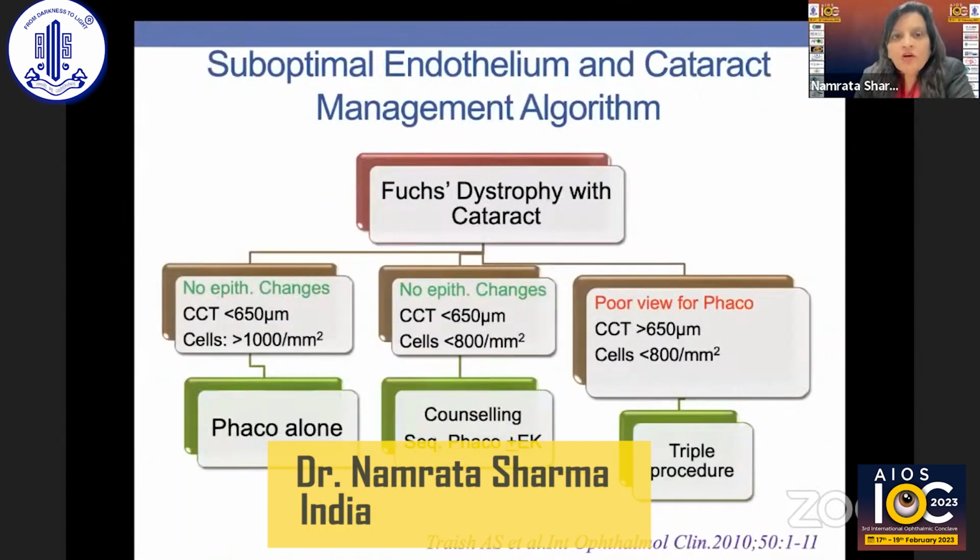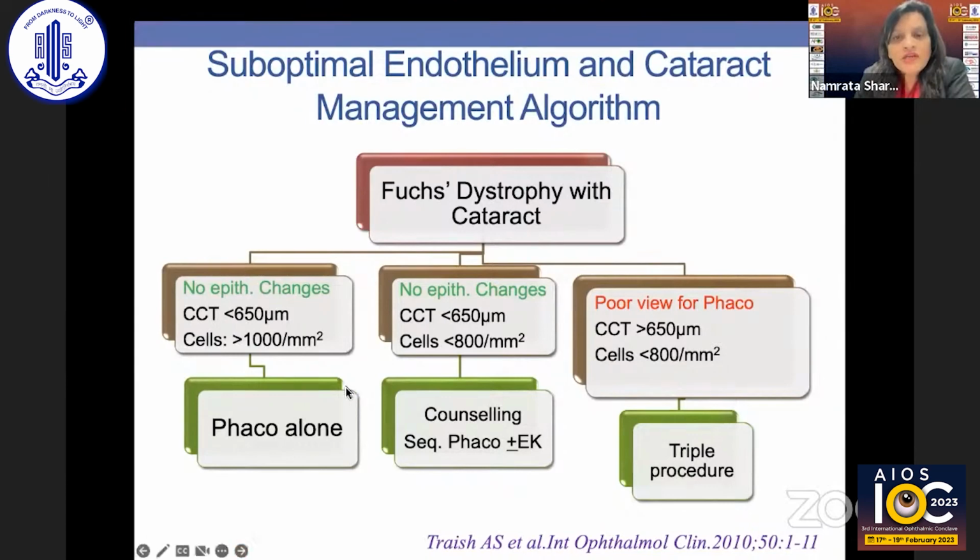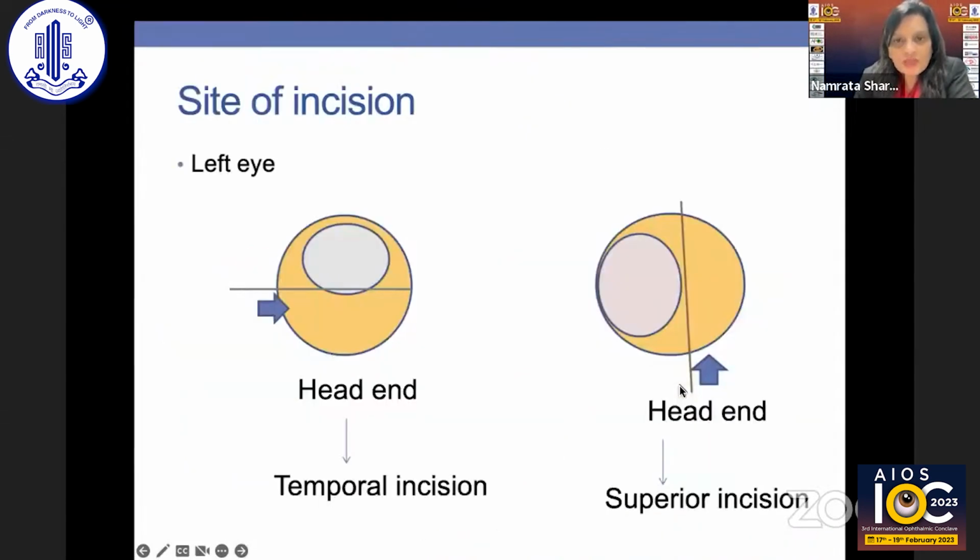Now, whenever the endothelium is suboptimal, for instance, Fuchs dystrophy with cataract, in those cases, one has to always see whether the visualization is good or not. If the visualization is good, one can do a phacoemulsification or cataract surgery alone, and then later on take a call for endothelial keratoplasty or triple procedure. But if the visualization is poor, then in those cases where corneal thickness is more than 650 microns and cells are less than 800, a triple procedure is planned.